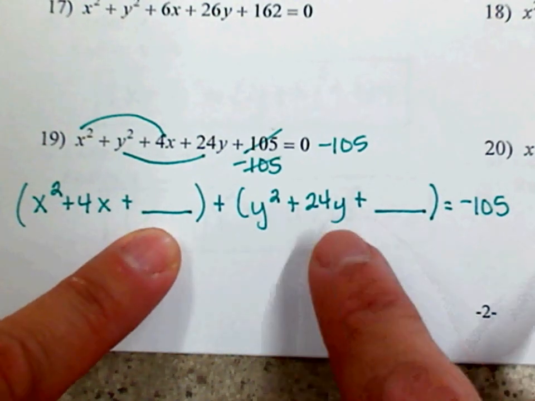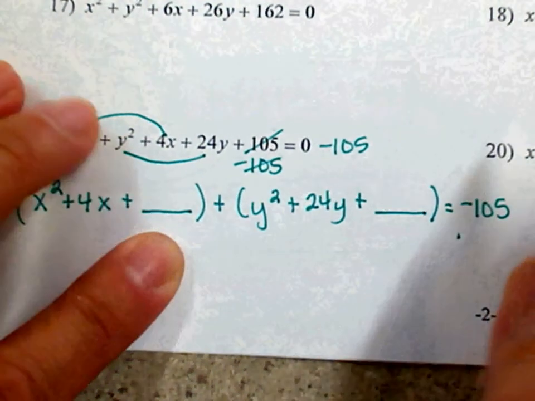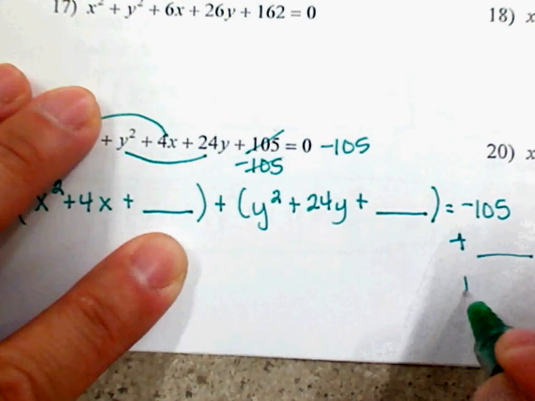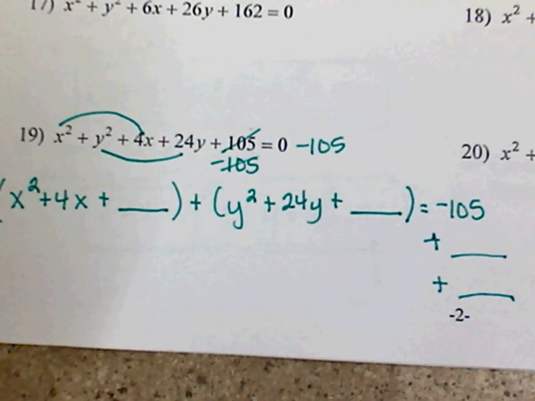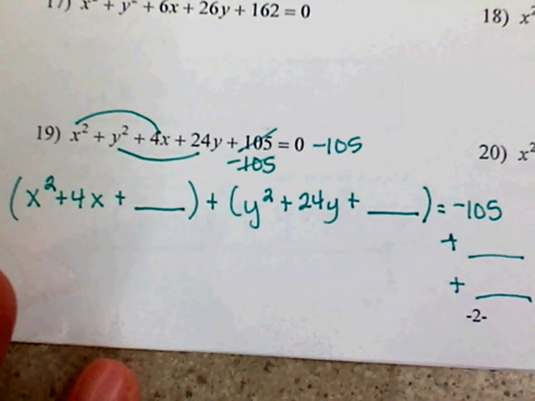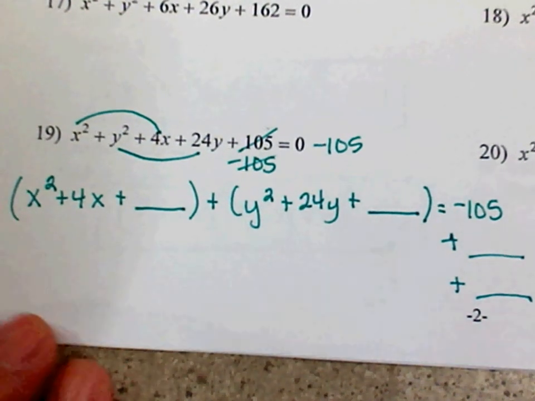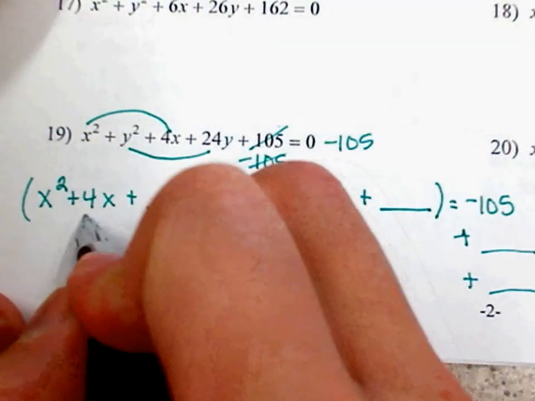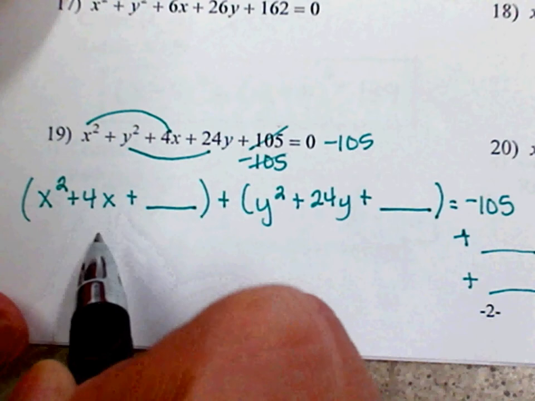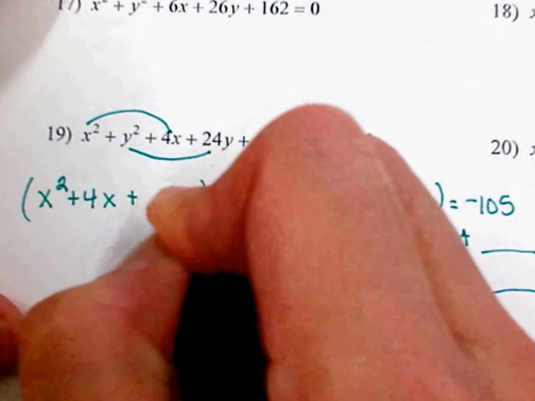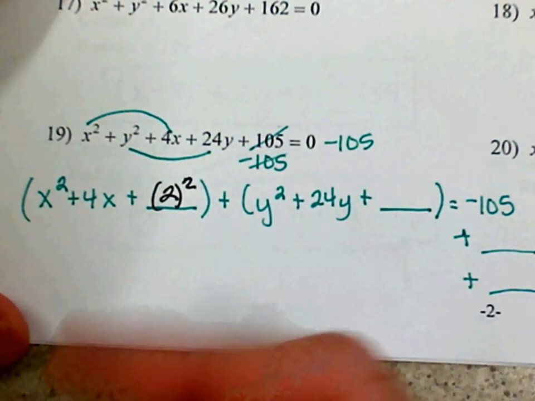Because what you do to one side, you got to do it to the other. See, you got to keep that balance. You guys good? Okay. Everybody good so far? Now, what do we do with this one? We take half of the one in the middle. So what's half of 4? 2 squared. And you're going to square it. What you do to one side, you do to the other side, just like that.